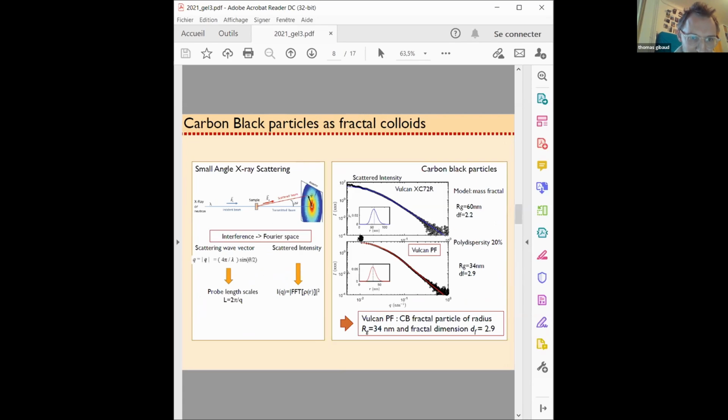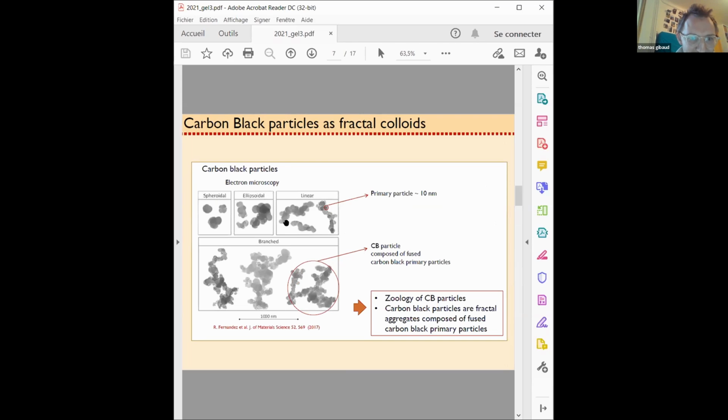So if I get those particles here, the primary particles are about 10 nanometers, and they're fused together to form this carbon black particle. So I cannot break the 10 nanometer limit. No? Yeah. The best that I can do is a single particle like that.